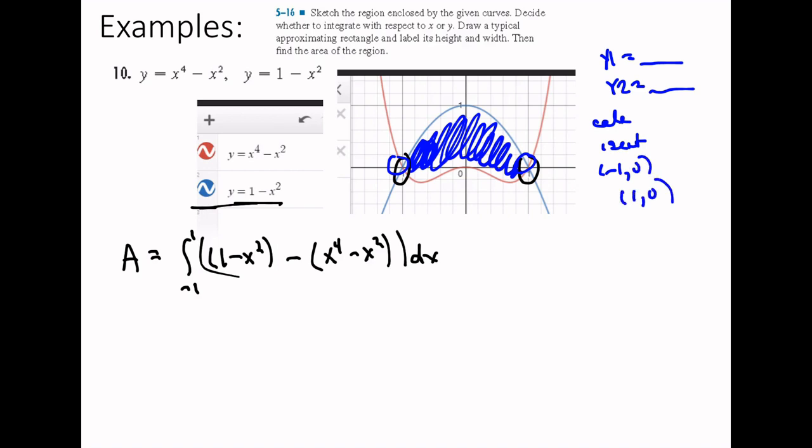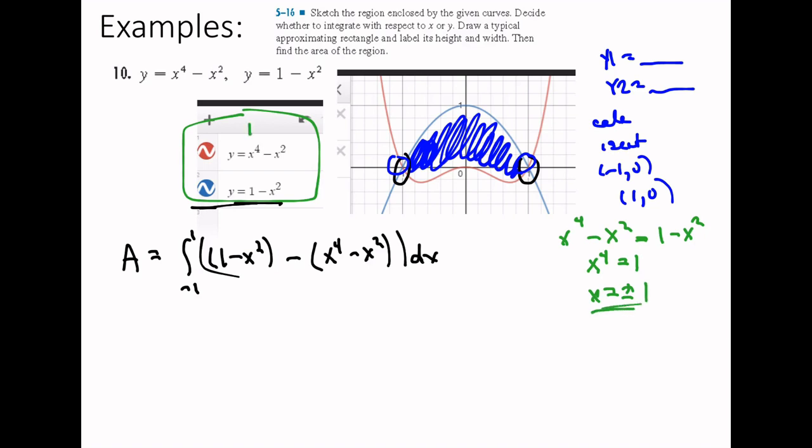You can also do this analytically if you don't have a calculator, meaning we can use substitution here. These are already solved for y. So I have x to the fourth minus x squared equals 1 minus x squared. And add x squared to both sides, so you get x to the fourth equals 1. And if you solve that, you get x equals plus or minus 1. And then you can plug that in for x to get y. And you would get 1, 0 and -1, 0. So you can solve these analytically, or you can solve them with a calculator.